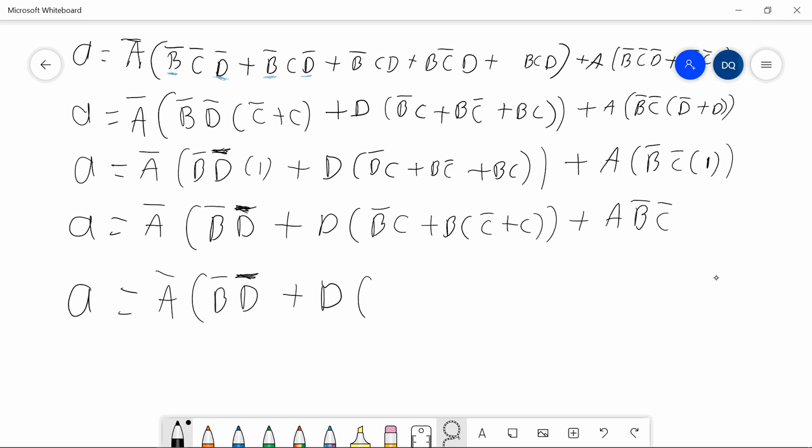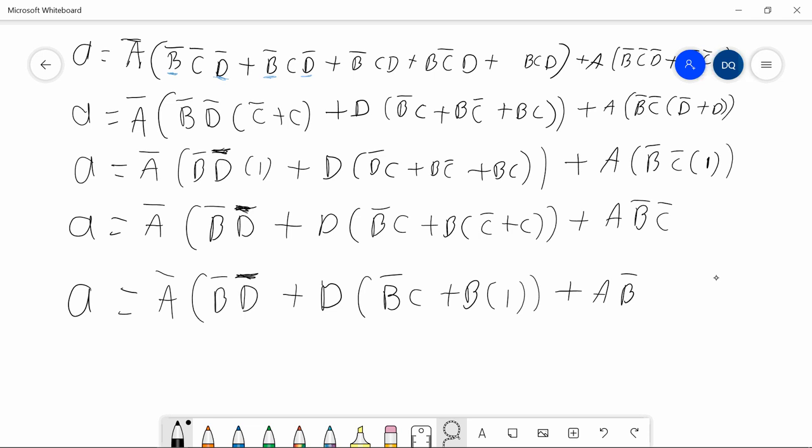Or we have D and we've got not B and C or B and not C or C? Well, not C or C is just a 1. So this becomes not B and C or B and 1.